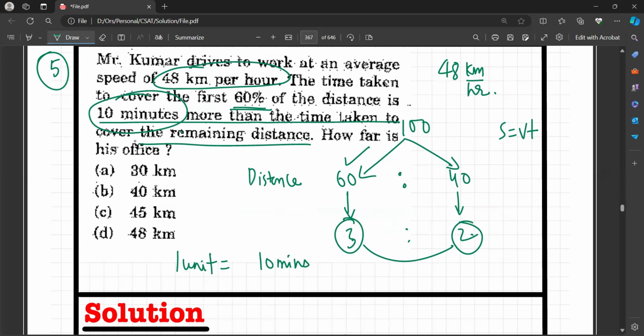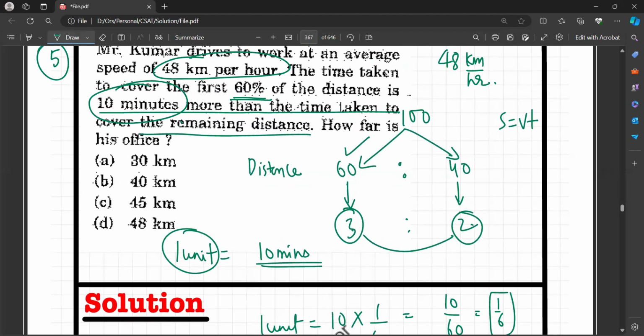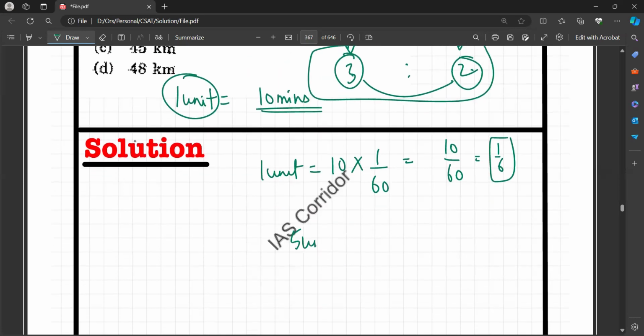It takes 10 minutes more than the time taken to cover the remaining distance. So 3 minus 2 will be 10 minutes. So 1 unit is nothing but 10 minutes. If we convert it into hours, this will be 10 by 60, that is 1 by 6. Yes or no? Now, how far is his office? Total time taken is 5 units, so total time will be 5 by 6 hours.